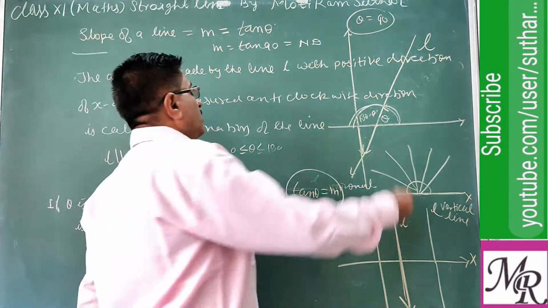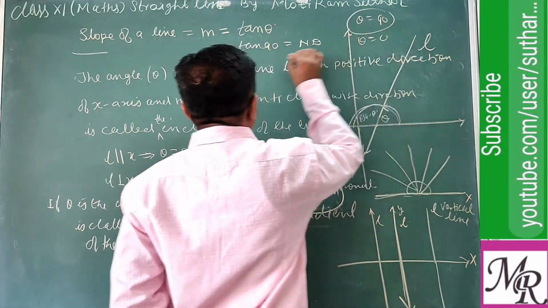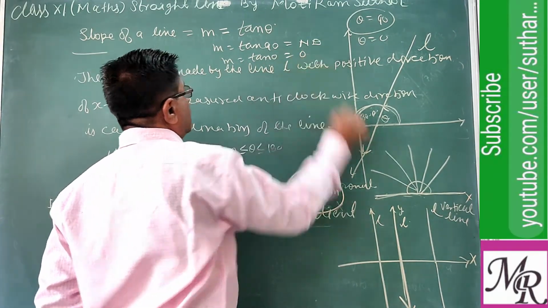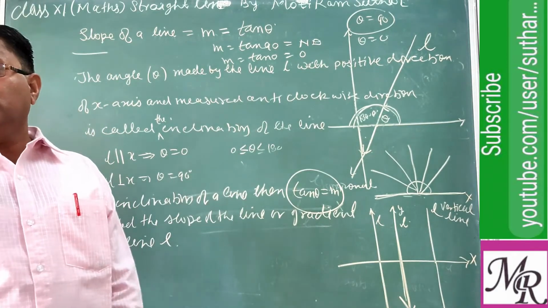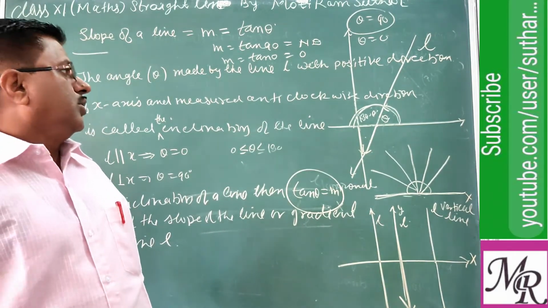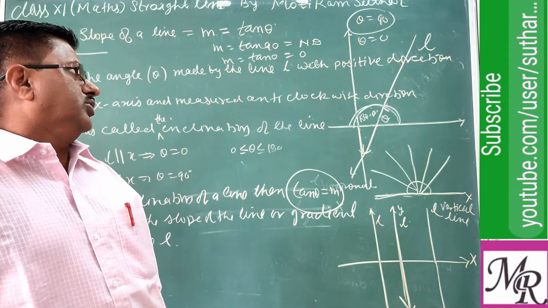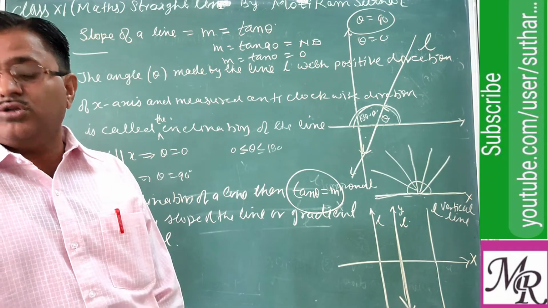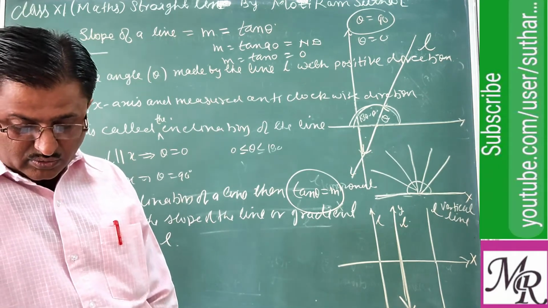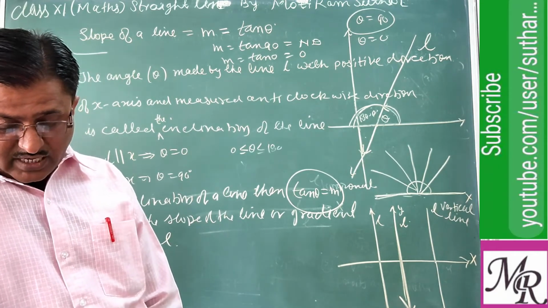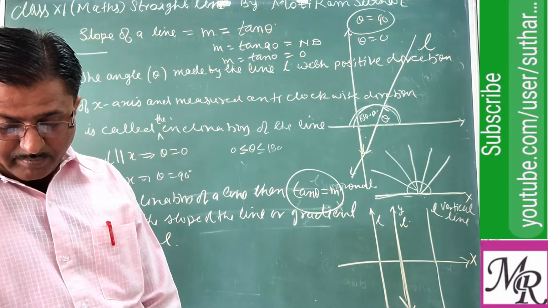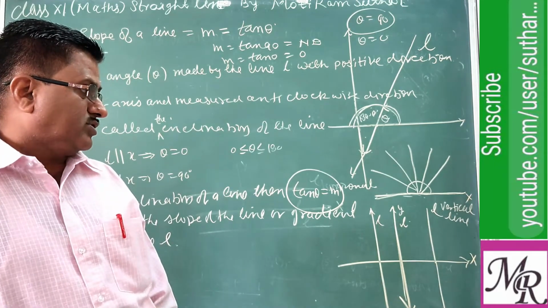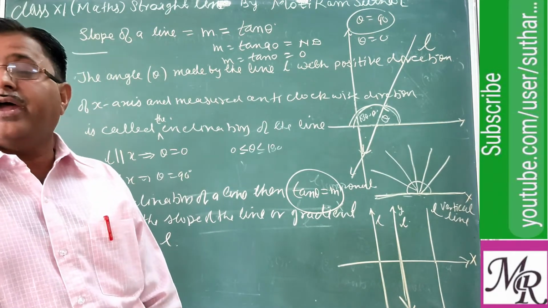Similarly, when theta equal to 0, then m will be the value of tan 0, which is 0. So the slope of the line when the inclination is 0 degrees will be 0. So when the inclination is 0, the slope will be 0. So we can represent the slope of a line by m. Clear?